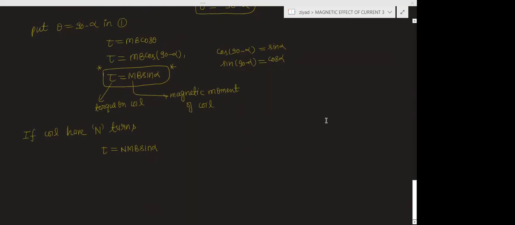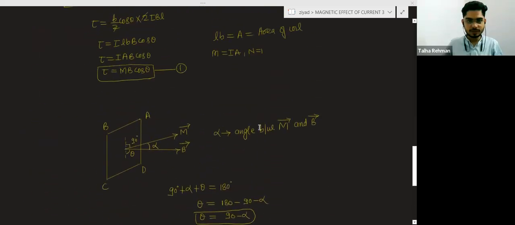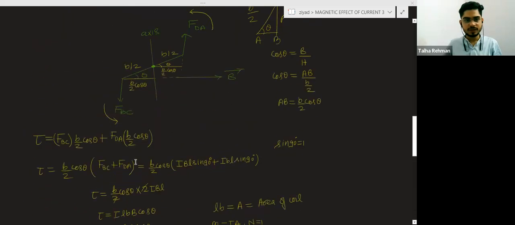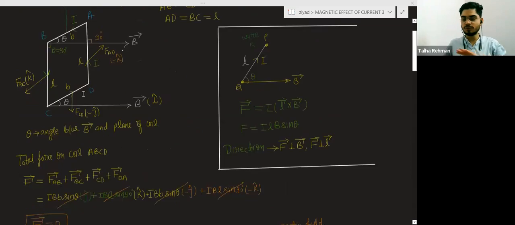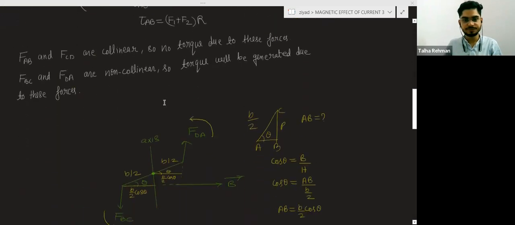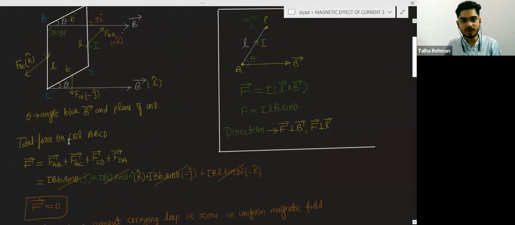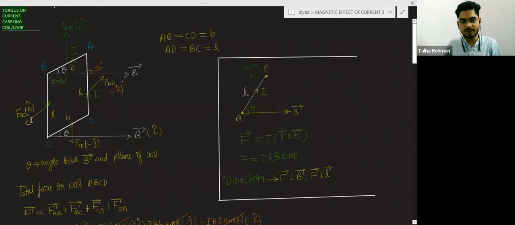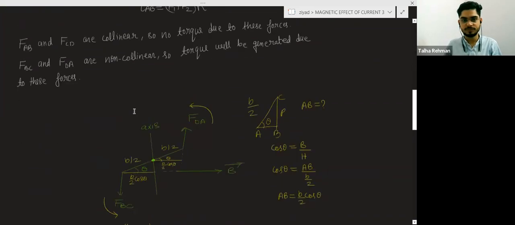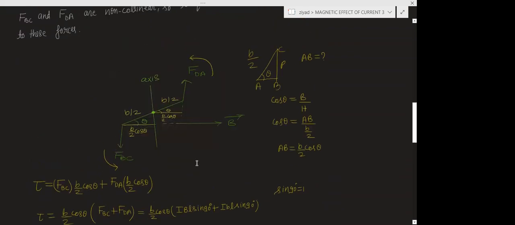Okay, done. So actually, this figure, this coil ABCD, and this coil ABCD are both the same, and this I have shown here. This is this part, this force BC, this force AD, and this length. I have shown here, so don't confuse him.